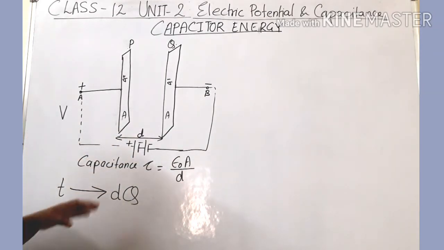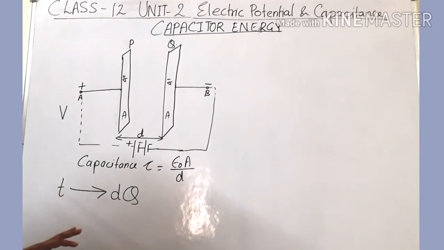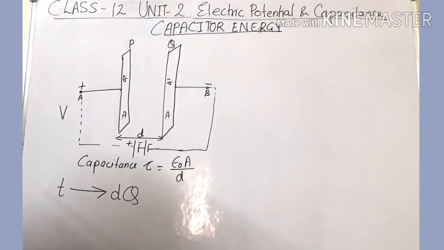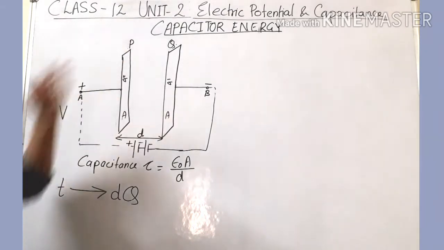So when this charge reaches the limit of its maximum value, only then will the capacitor become fully charged, and we can get the total energy of that capacitor that we are calculating here.